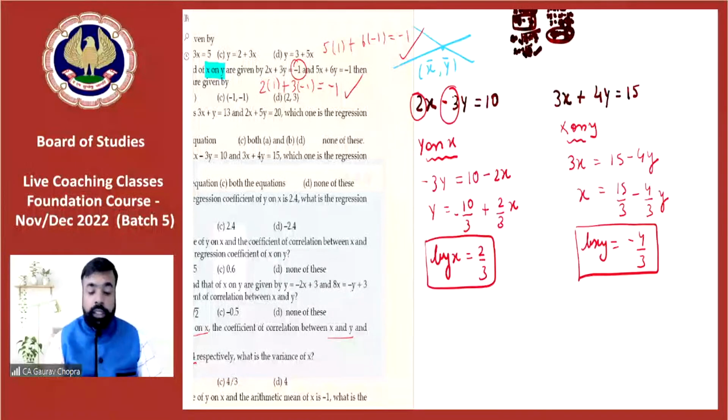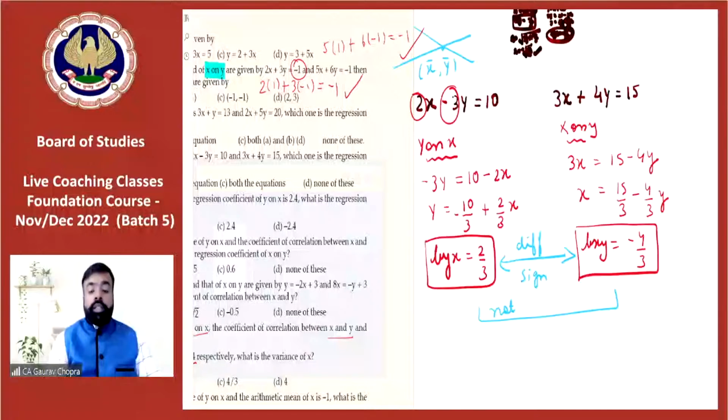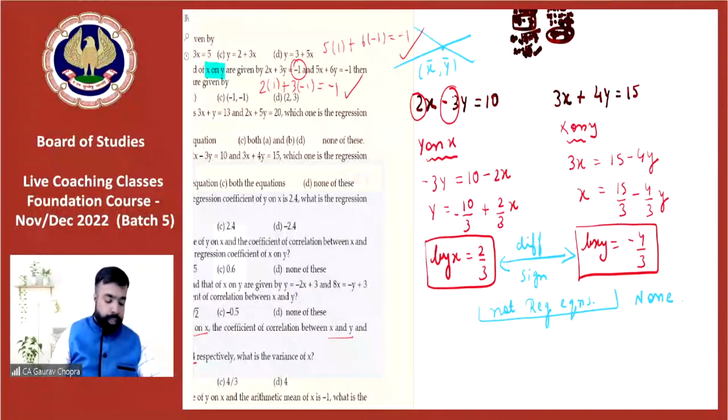Now here there is a contradiction. Since byx was positive and bxy is negative, both have different signs. That means these two are not regression equations. So the correct answer will be none of these. All right.